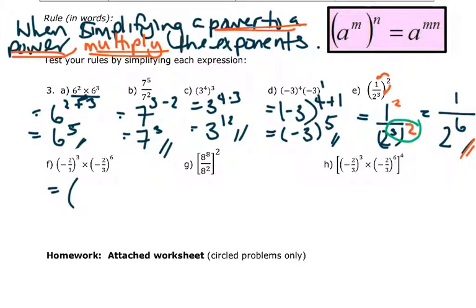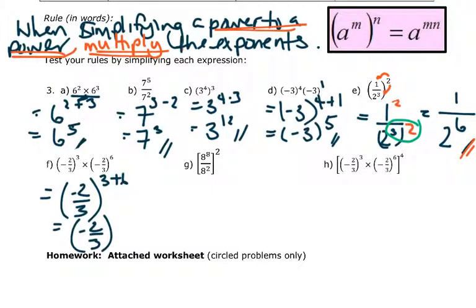So let's pick our base. What's the number that matches in both cases? -2 over 3. We've got multiplication, so we know we are going to add those exponents. So we're going to do 3 plus 6, and that's going to equal negative 2 over 3 to the power of 9. And we're all done. Okay, 2 more to go.